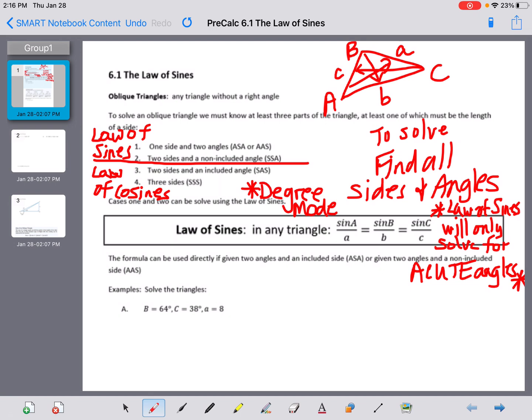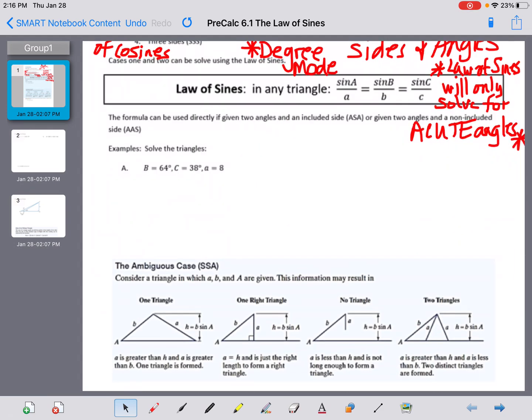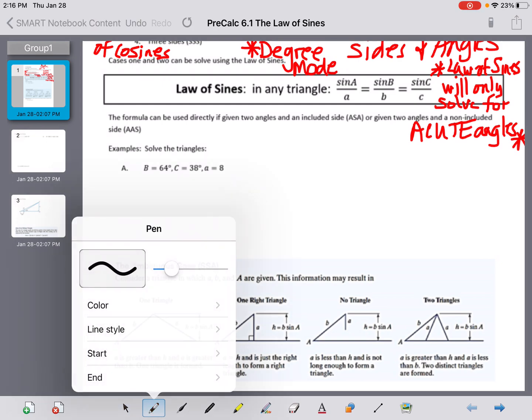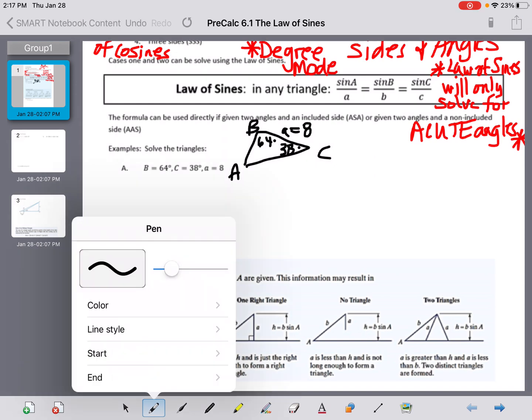So we're just going to start working with these. Given some information, can we use the law of sines to solve the triangle? And remember, solving the triangle means find all the missing pieces. So on A here, just to help myself out, I'm going to draw a picture, okay? It doesn't have to be to scale, right? A, B, and C are my angles. Let's see, they tell me angle B is 64. They tell me angle C is 38. And they tell me little side a is 8. Okay, that's what they give me. I want to find the rest.